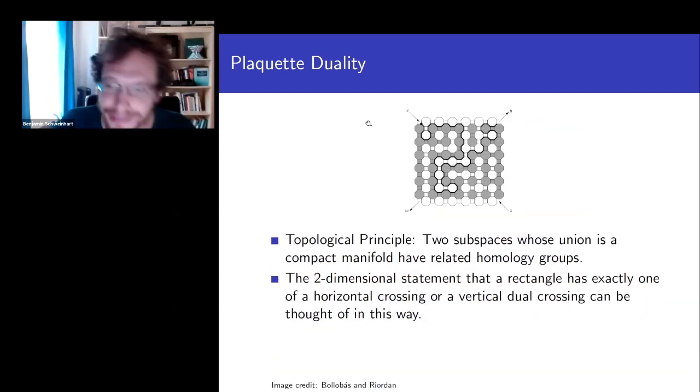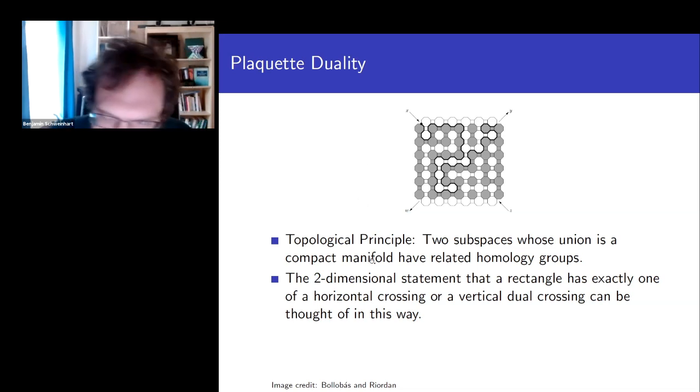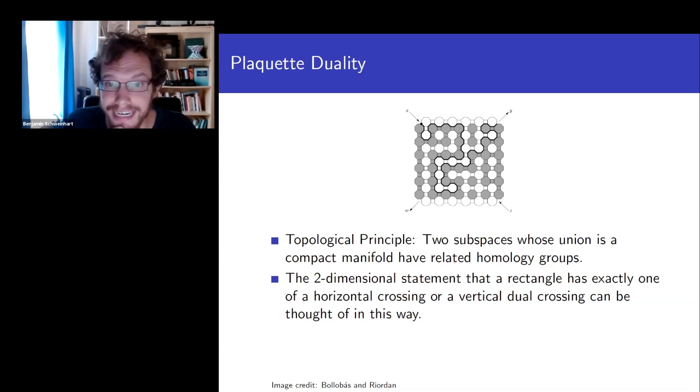And so there's a common topological principle, which is if you decompose a compact manifold into 2 complementary subsets that are nice enough in a certain way. This is not true in general. Your 2 subsets have to be nice in a certain way. Then they should have related homology groups. You recall from my first lecture, we were talking about a statement about rectangle crossings in bond percolation, where you have a horizontal crossing in our bond percolation if and only if you do not have a vertical crossing.